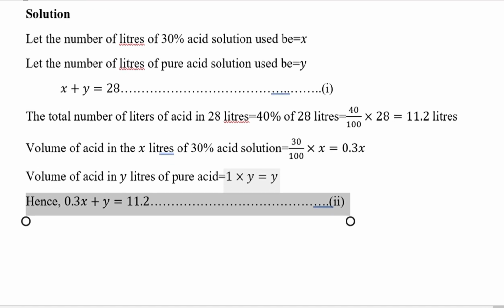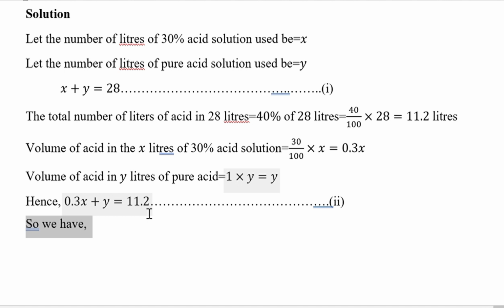Then these two will lead us to another simultaneous equation, which says 0.3X plus Y is equal to 11.2, meaning the volume of acid in this 30% acid solution, which we have calculated to be 0.3X, plus the volume of acid in this pure acid solution, which is Y, should give us the total number of liters of acid in these 28 liters, which is 11.2. Now, these are the two simultaneous equations we need to solve to get the values we want.